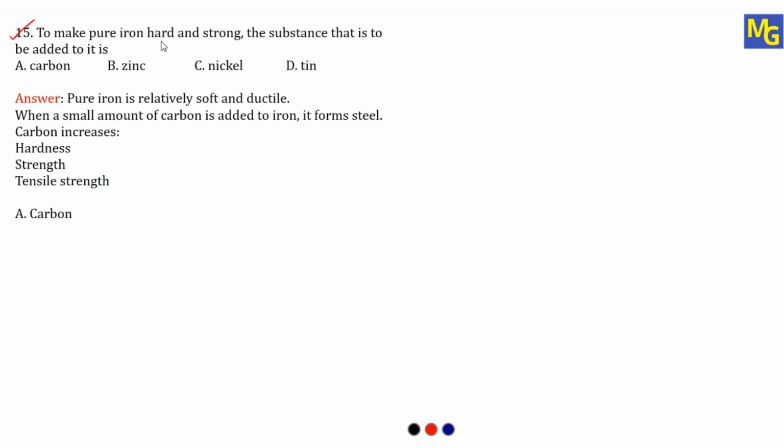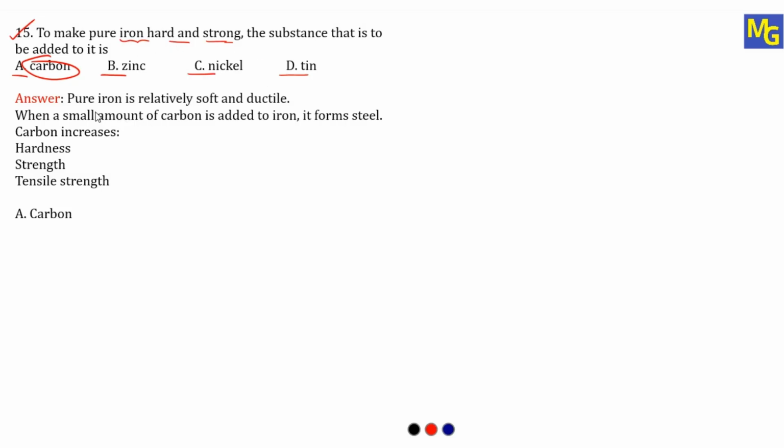To make pure iron hard and strong, the substance that is to be added to it is... So here the question is, if you want to make pure iron hard and strong, always remember pure iron is soft. So to make this hard and strong, we have to mix some other substance to it, and we have to find out which is that substance. So here we have options: A carbon, B zinc, C nickel, and D tin. So the answer here is carbon. We have to add carbon to this pure iron so that it will become hard and strong.